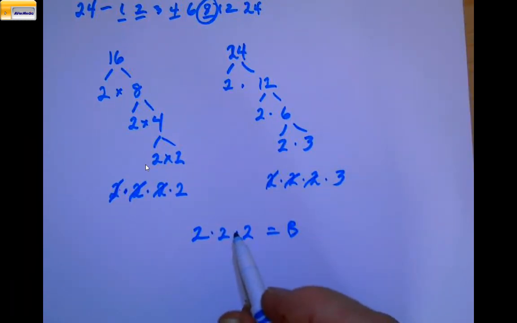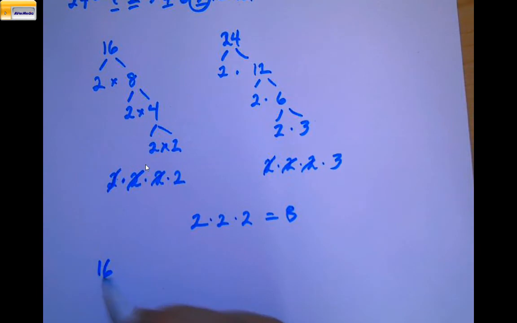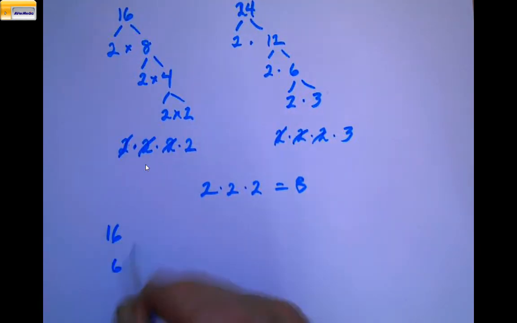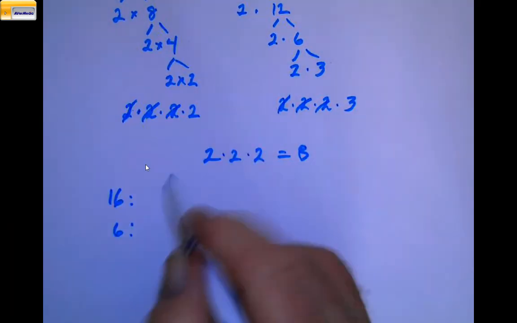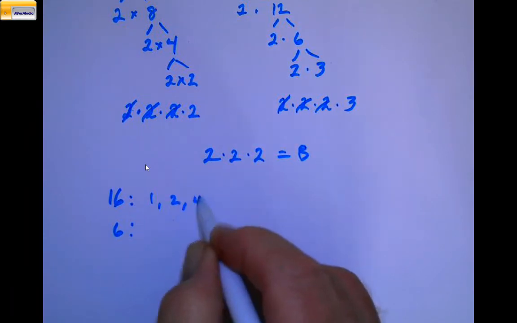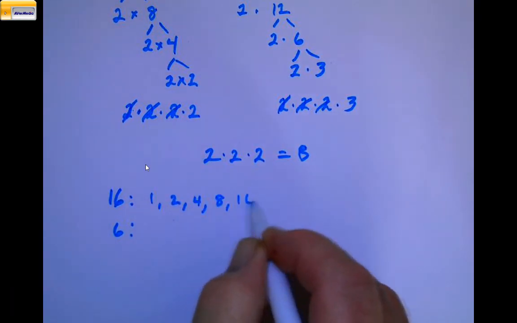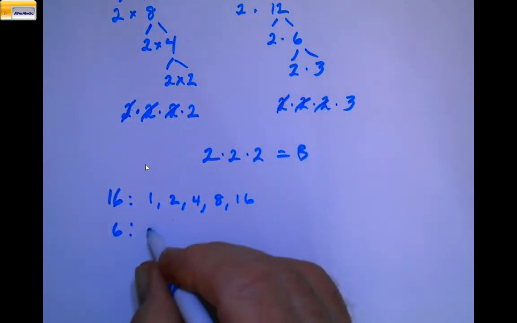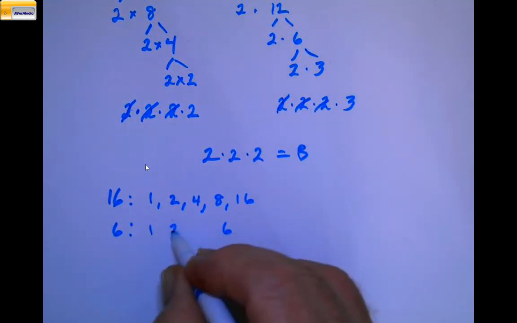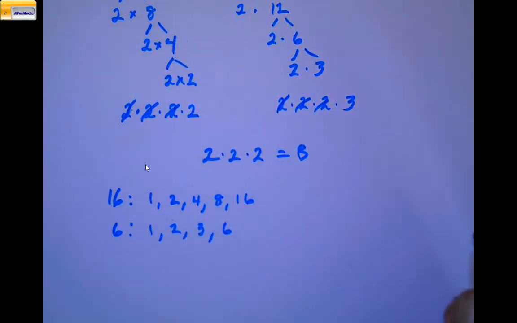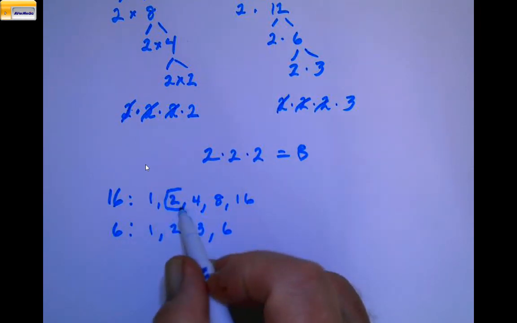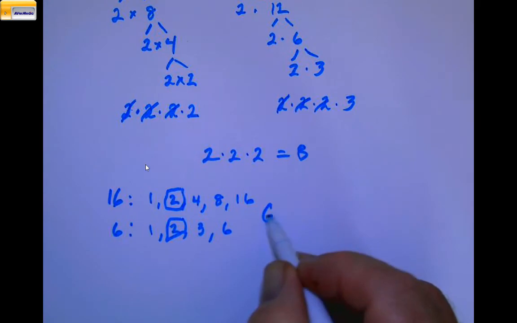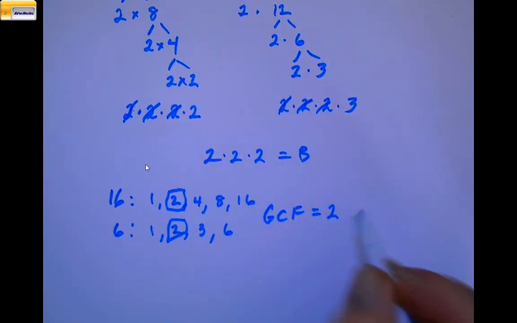Let's look at some other examples. 16 and 6. Well, we already got 16 up there: 1, 2, 4, 8, 16. And 6 is 1, 6, 2, 3. And so the greatest common factor that they both share is 2. So the GCF equals 2.